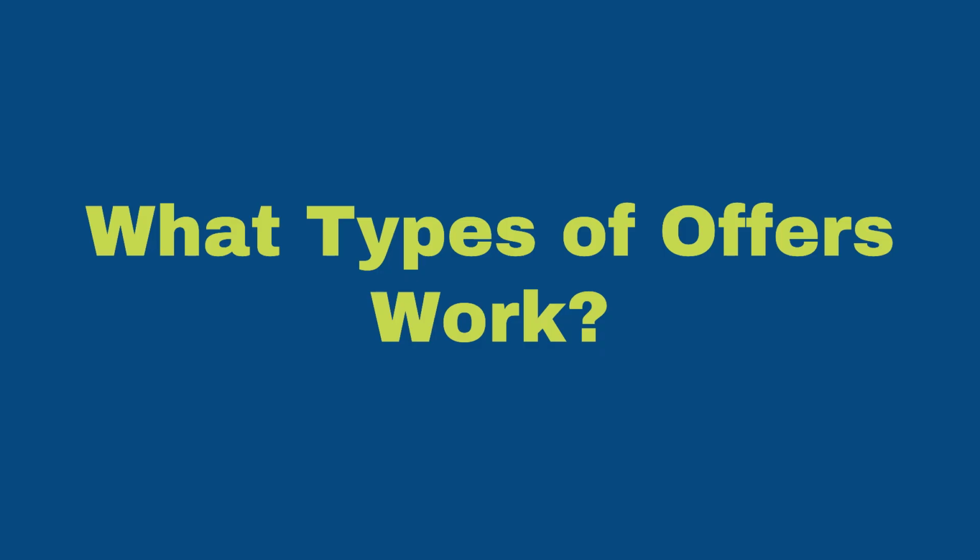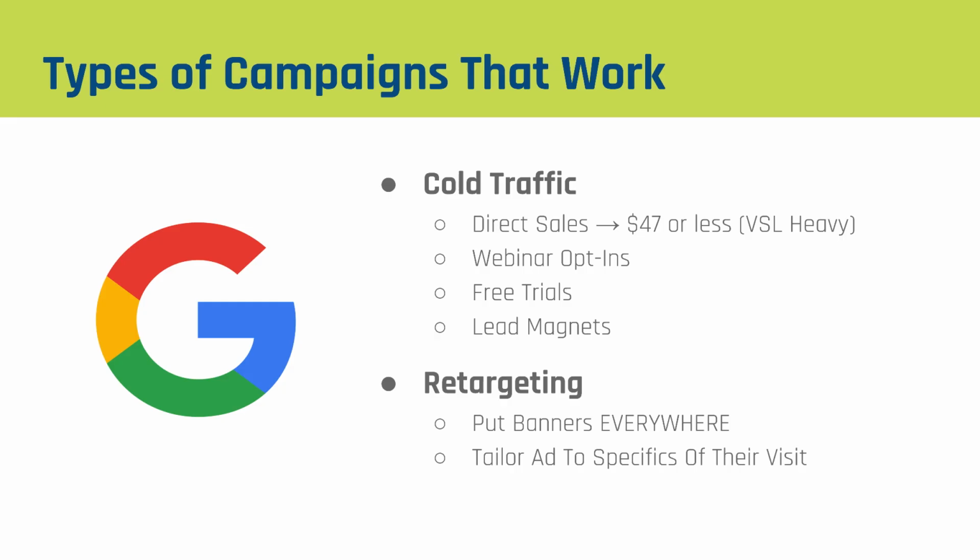That being said, I want to talk a little bit now about the types of offers that work on GDN because not everything works. So the types of campaigns that I've seen work in my time at Google and in my own agency are direct sales, so typically $47 or less, and they're very VSL heavy. So they require a long VSL that's very well scripted out, heavy selling. It works, it gets customers into the business.